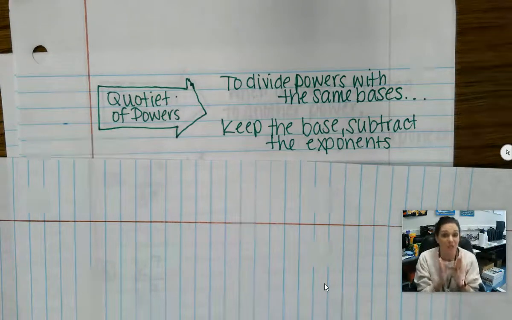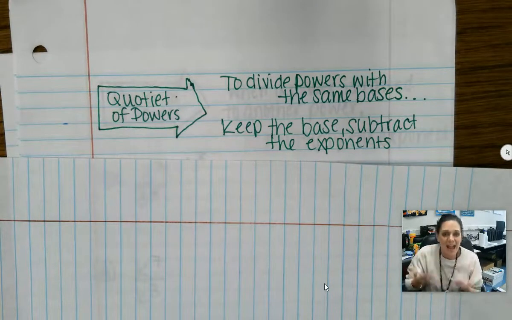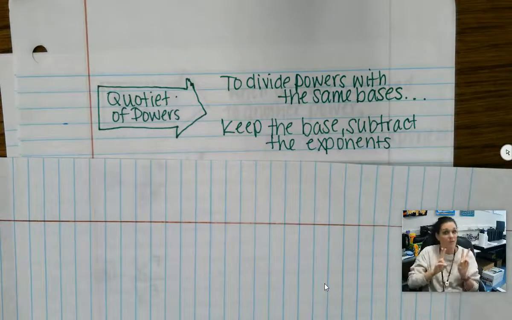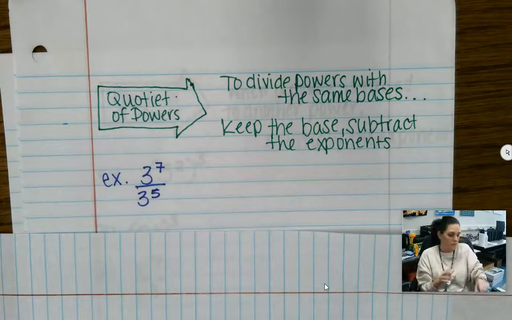So again, we have to make sure we see division, which means we're going to see a fraction bar, and we're going to have the same base. We have to have both things to be true. All right, so let's look at what that actually means. So I'm going to write this out.